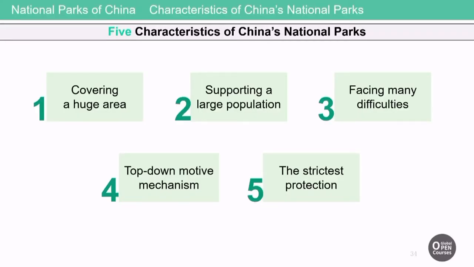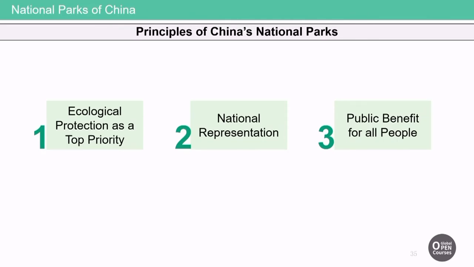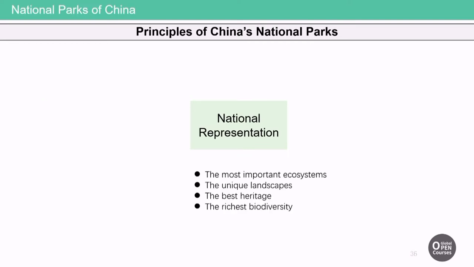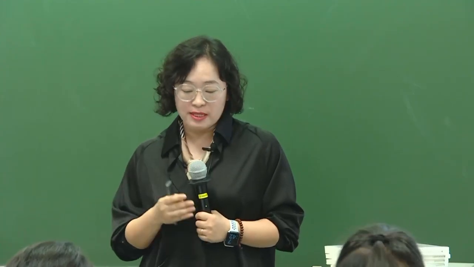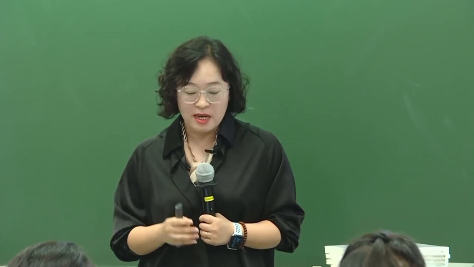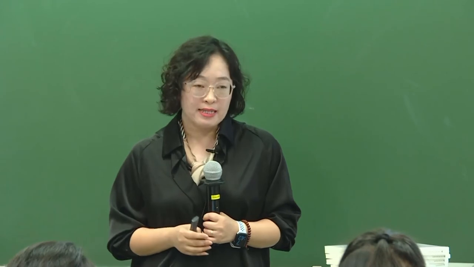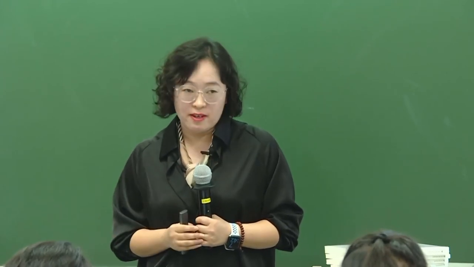Another point of knowledge I have to mention is the three major principles of our national parks in China. They are ecological protection as a top priority, ecological protection first, right? The second, national representation. The third, public benefit for all people. National representation is easy to understand. Like all the national parks around the world, our national park represents our country, represents the area with the most important ecosystems, the unique landscapes, the best heritage, and the richest biodiversity.